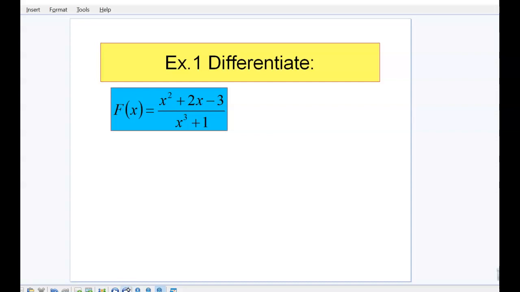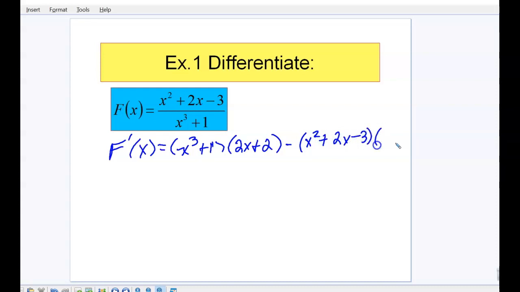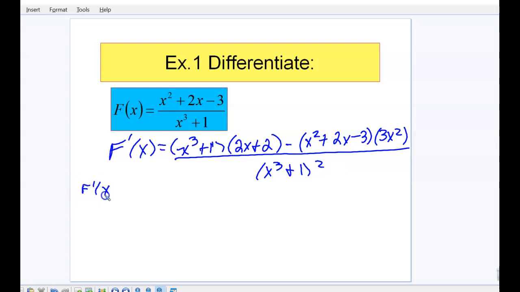So if we take a look at our first example, we are given two functions that are being divided. So to find the derivative, it's going to be the denominator times the derivative of the numerator, which is going to be 2x plus 2, minus the numerator, which is x squared plus 2x minus 3, times the derivative of the denominator all over the denominator squared. So again, you're done calculus right there. Now it's just a matter of simplifying.